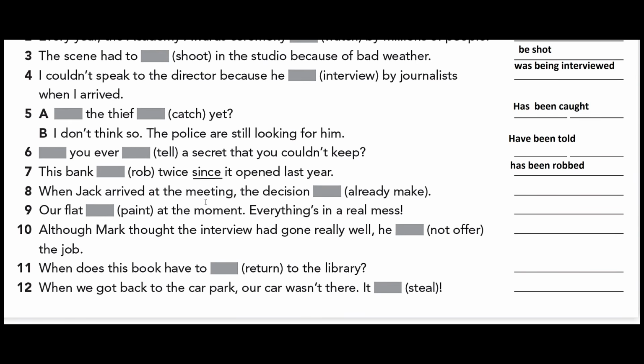When Jack arrived at the meeting, the decision has been already made. No, I'm sorry, it's past perfect, because it happened earlier than Jack arrived. So when Jack arrived at the meeting, the decision had been already made. Next is 9. Our flat is being painted at the moment. Is being painted. The present continuous. Everything is in a real mess.